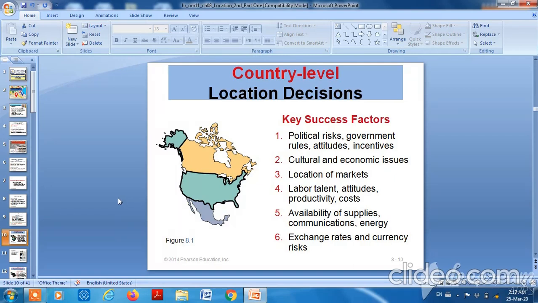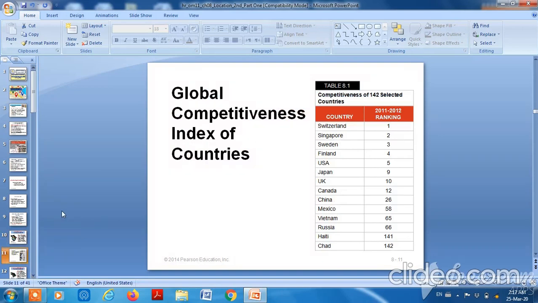And suppose you have chosen the United States to open your new business. Indeed, there is a Global Competitiveness Index of countries that you can use to decide which country you have to choose to open your business. It covers the competitiveness of 142 selected countries, and the ranking here was for 2011-2012, so you can find the updated one on the internet. For example, Switzerland is first, Singapore second, Sweden third, and so on. At the end of this index, you'll find Haiti 141, Chad 142.